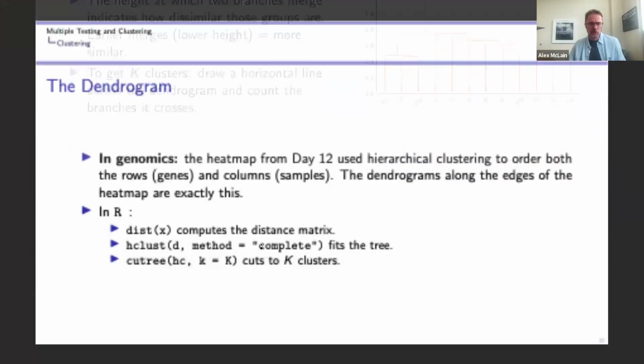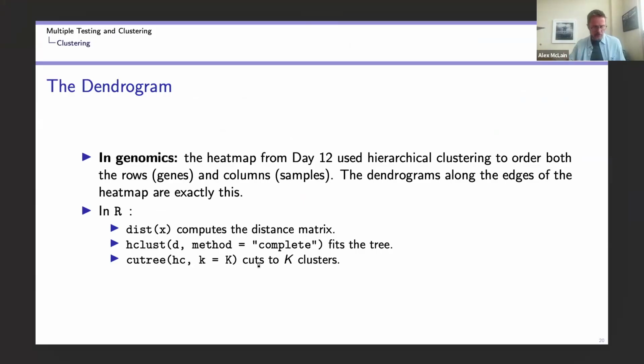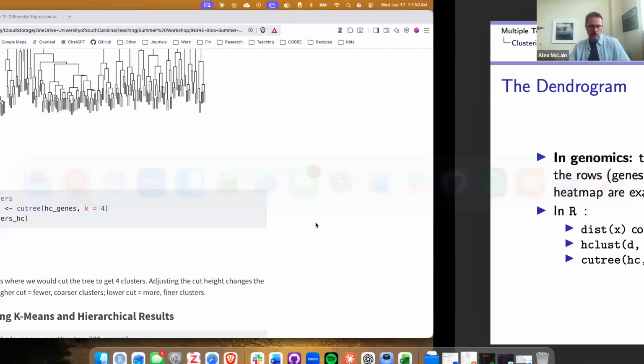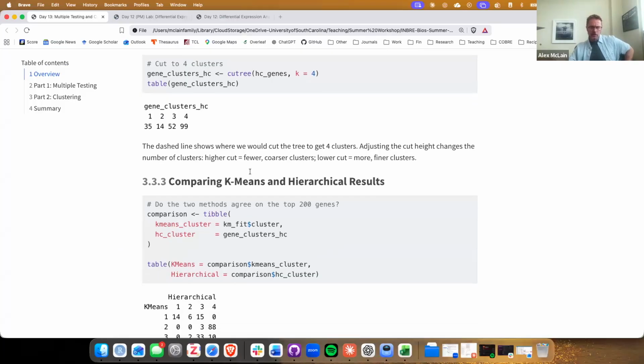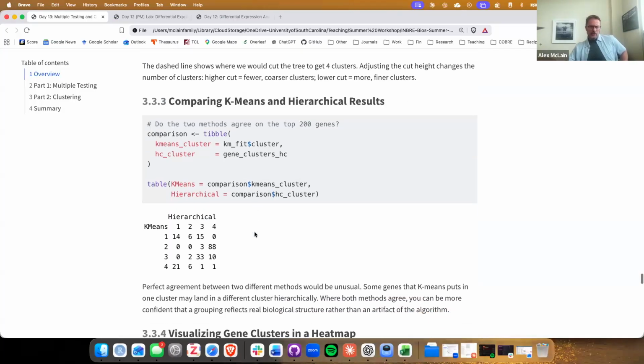So one thing that we'll take a look at in a second is the heat map we created on day 12. This did hierarchical clustering on both the rows and the columns, so the genes and the samples, and then ordered things along those edges both ways, which is kind of a neat thing you can do. We can also compare these results, the k-means and the hierarchical.